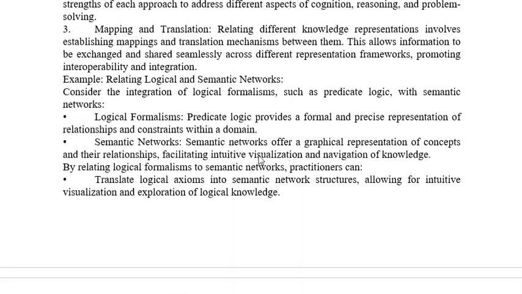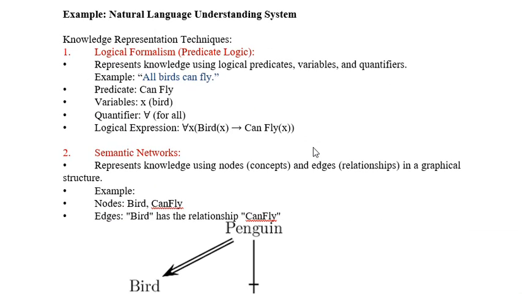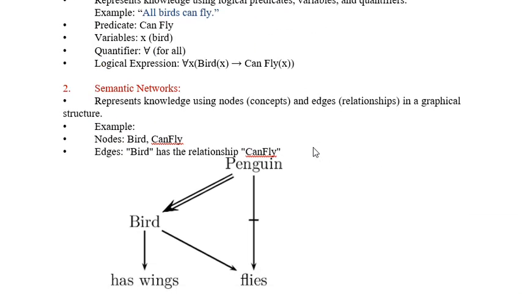And now let's understand what a semantic network is. Semantic networks offer a graphical representation of the concepts and their relationships. So we'll be representing this in the form of a graph, diagrammatically. Now let's see how to represent. Basically, to represent this knowledge graphically, we will be focusing mainly on the nodes and the edges.